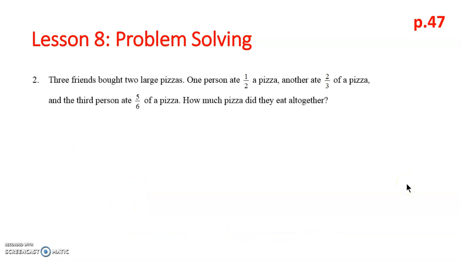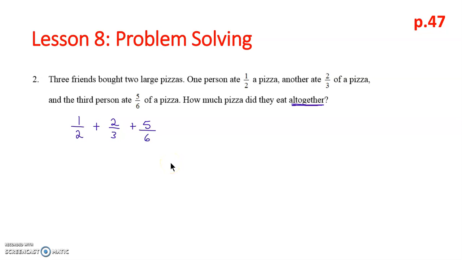Number 2, 3 friends bought 2 large pizzas. One person ate half a pizza, another ate 2/3 of a pizza, and the third person ate 5/6 of a pizza. How much pizza did they eat altogether? So here, because we're looking at combining all of them together, we're going to be adding them. So we're going to take the first person, half, plus the second person, 2/3, plus the third person, 5/6.